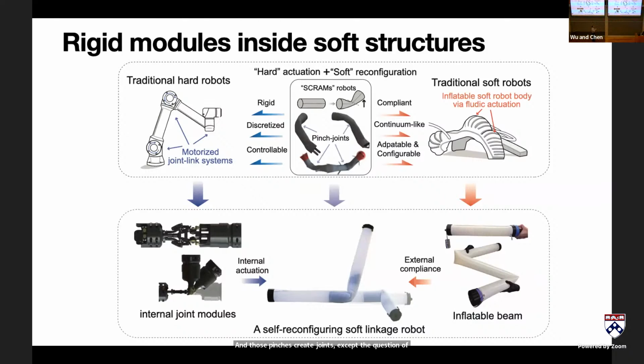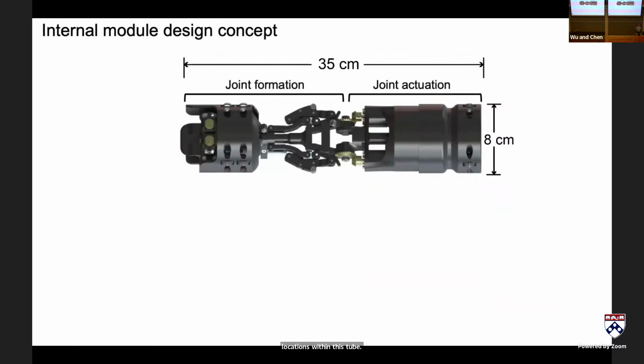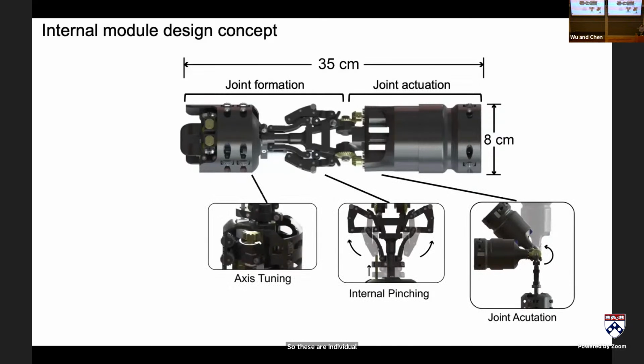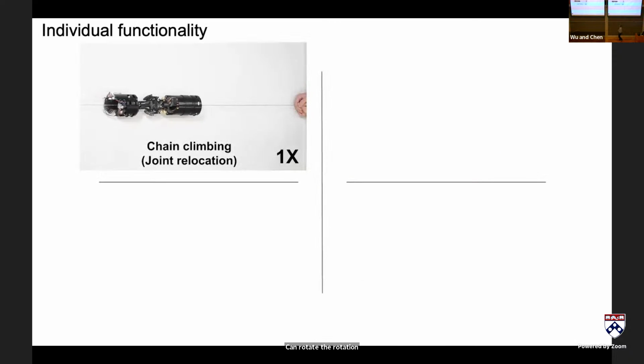And so our idea was basically to now use effectively just a simple rotational joint like you might find in a robot arm. However, this is a special rotational joint that can move along the length and translate to different locations within this tube. So these are individual modules. They have their own batteries. They're actually 2 sets of batteries and microcontrollers on the left and right side. You can't have cables running through this thing because it can rotate the rotation axis 360 degrees or continuously.